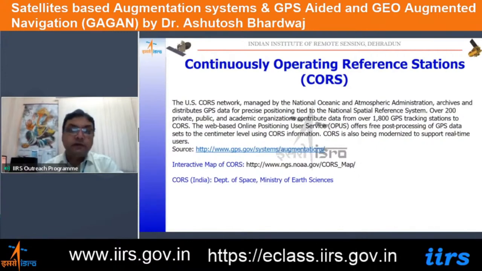So Survey of India also now has many CORS stations functioning, and the government agencies can register there and get the CORS data. In that case, they will not need the establishment of a base station. They can directly do the survey through the rover stations.